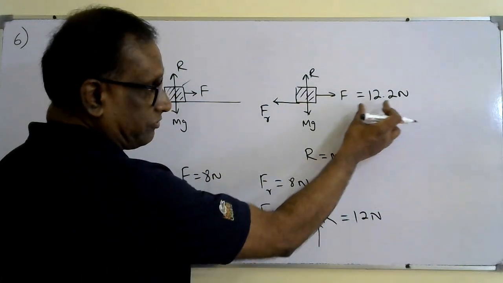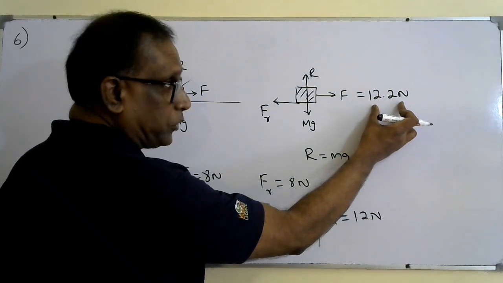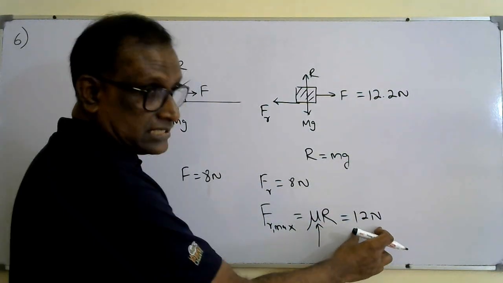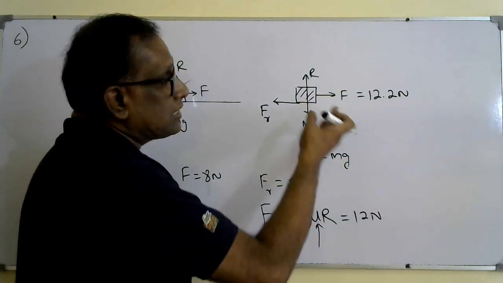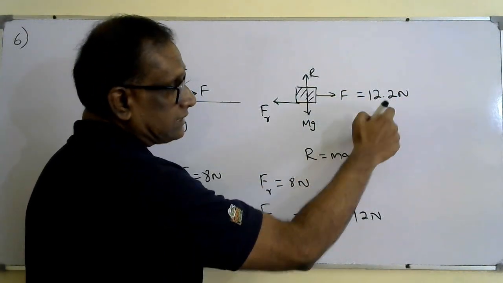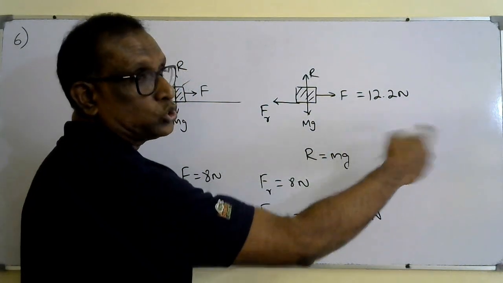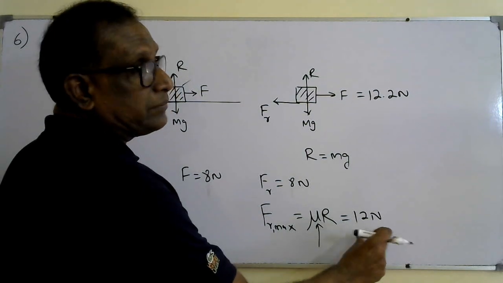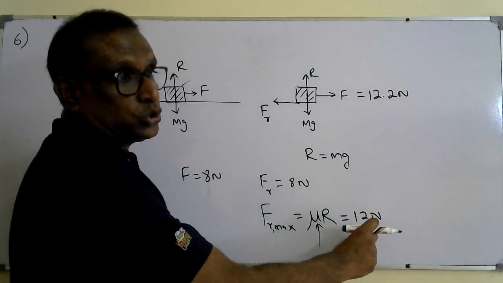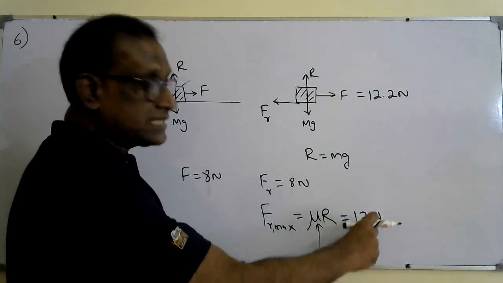So I can say when the force you apply becomes 12.2 Newton, the limiting friction is 12. So it can't apply a friction more than 12. So there will be a resultant force in this direction, 12.2 minus 12, 0.2 Newton. The object will accelerate. So this is the maximum friction between the two given contact surfaces.